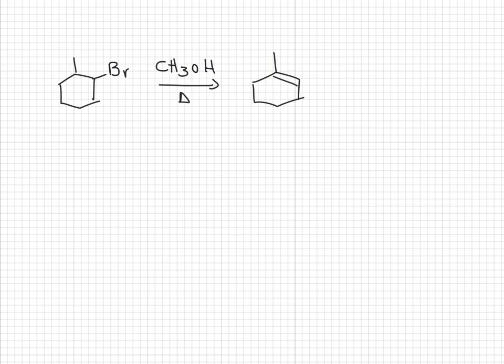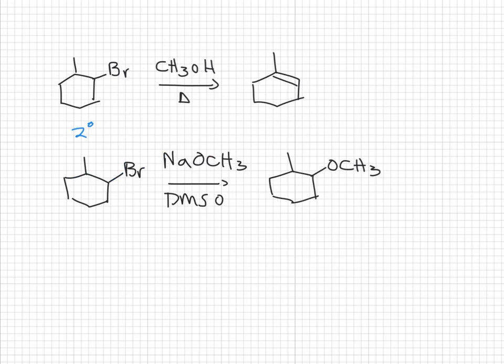Alkyl halides, under the right conditions, can also react to give alkenes. In this case, a secondary alkyl bromide is subjected to heat in methanol and gives rise to the trisubstituted alkene. The combination of a secondary or tertiary alkyl halide and a poor nucleophile like methanol as solvent and heat are conditions that are favorable for elimination reactions.